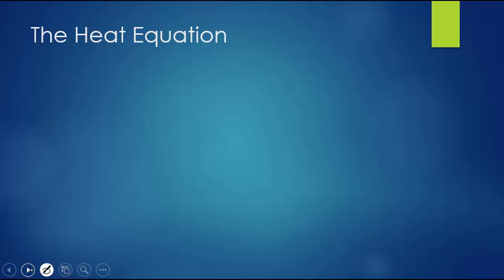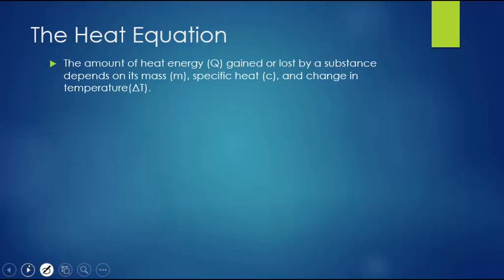So we use specific heat, mass, and change in temperature to actually calculate the amount of heat energy gained or lost by a substance. Heat energy is denoted with a Q. Mass is m, specific heat is a little c, and the change in temperature is delta T. Of course, we know that delta T, change in temperature, is always the final temperature minus the initial temperature. So if something gets cooler, this is actually going to be negative. That's okay. That just means it's losing heat, not gaining heat. So the equation we use is Q equals m times c times delta T.